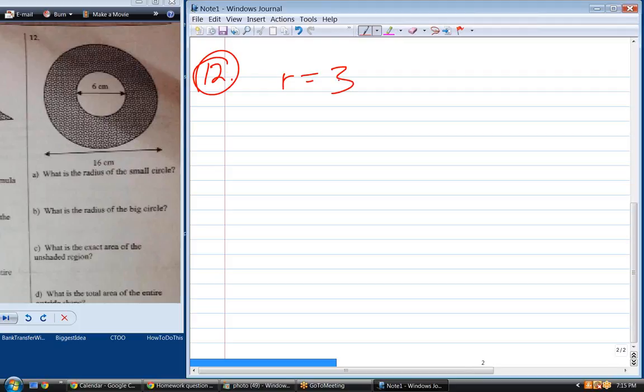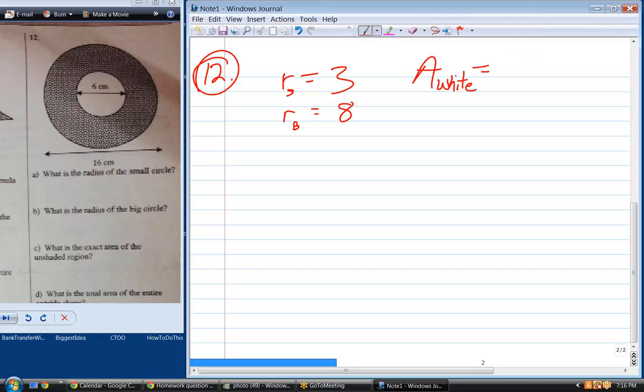Radius is 3. What's the radius of the big circle? That would be 6. No. Oh, okay, so it'd be 8. Okay. What is the exact area of the unshaded region? Okay, so... In other words, the area of the white area. So it'd be 64 pi.